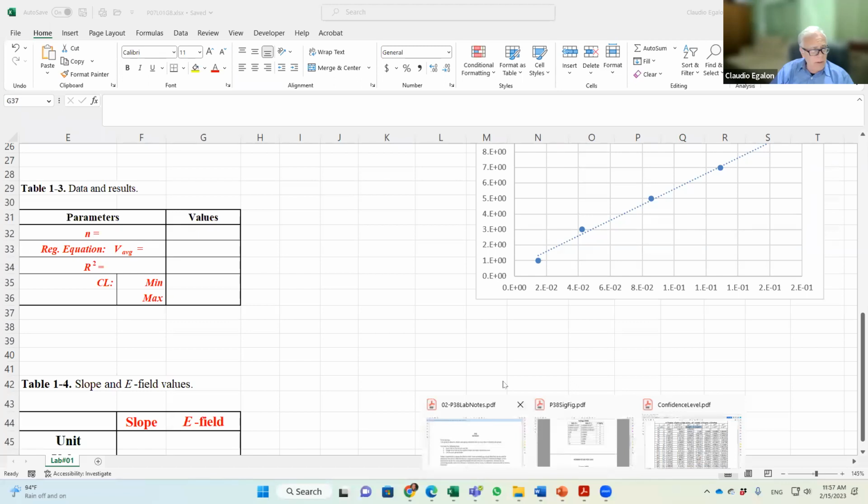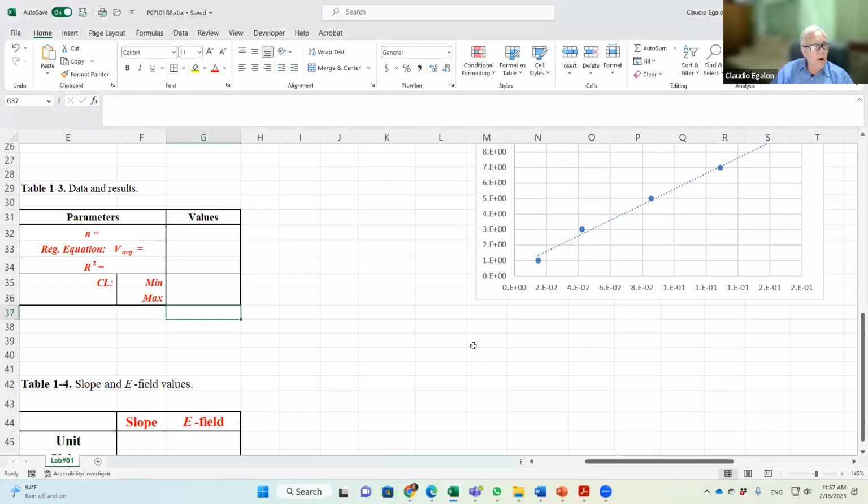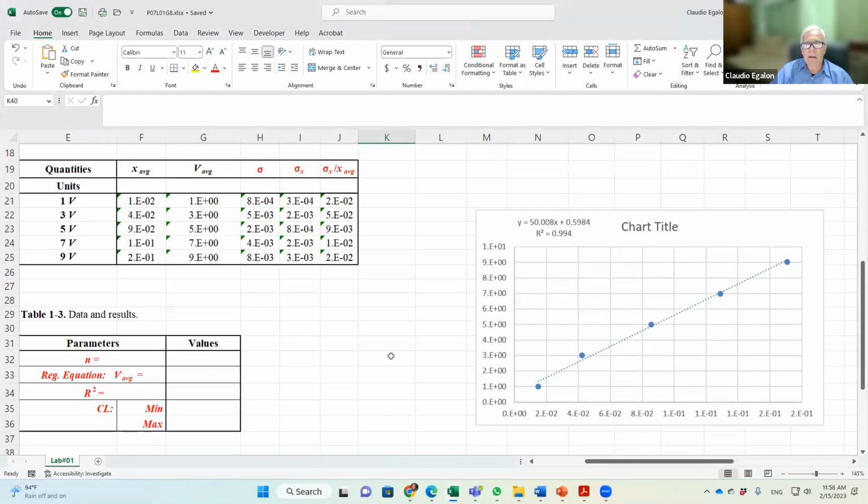Okay, 11:57. Any more questions? By the way, every lab that we're going to do is going to have a table like that. You put n equal to 5, put the R square value here, and then find the CL. Every experiment that we do is going to have something like that. Okay, so any more questions?